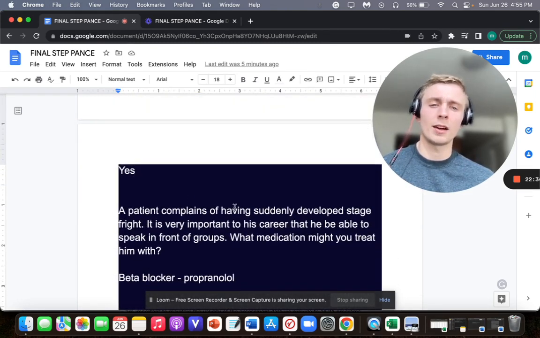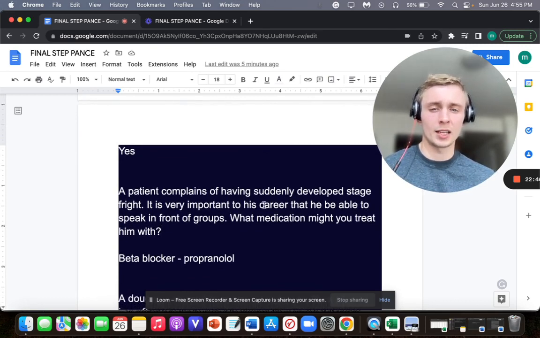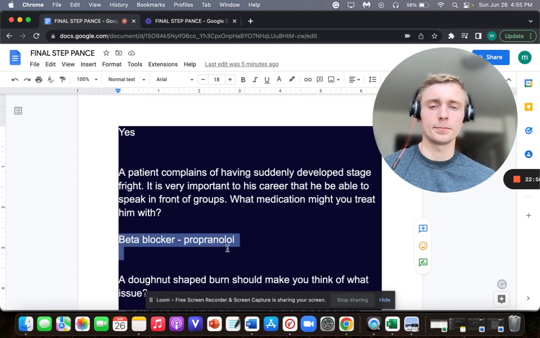So a patient complains of having a suddenly developed stage fright. It's very important to his career that he's able to speak in front of other groups. What medication might you give him? So if they're having social anxiety disorder such as this, where they're scared to get in front of other groups of people and do something, you want to give them propranolol. So a beta blocker to take before they go up there. So beta blocker, propranolol especially, for social anxiety disorder.